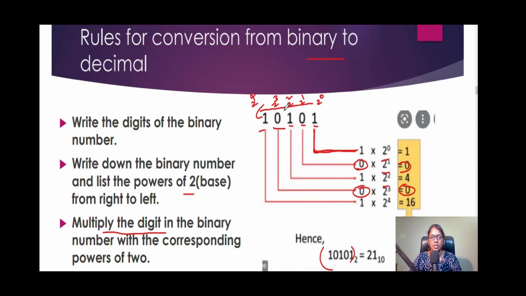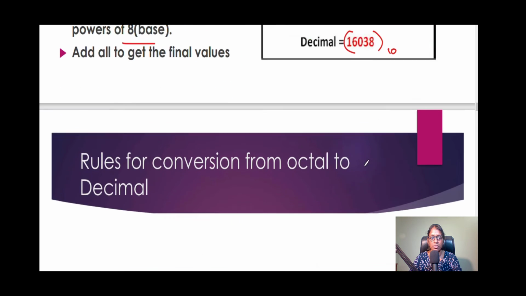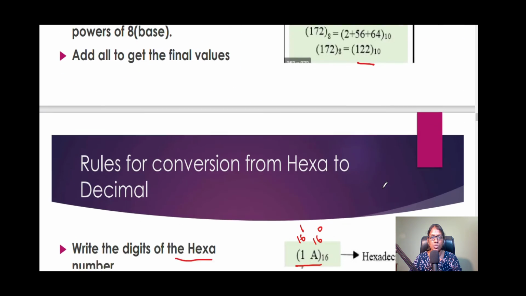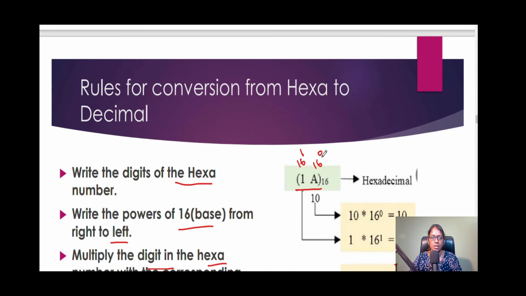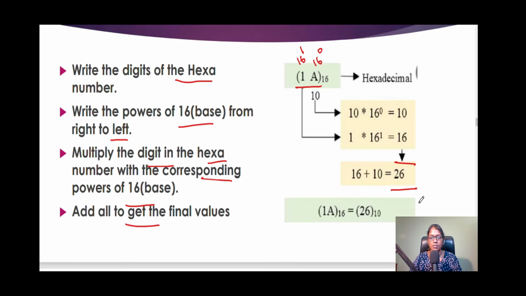We have to multiply with each digit. Here what we did is 8 to the power of 0, 8 to the power of 1, 8 to the power of 2, 8 to the power of 3, so we are using the octal base. In the same way, for hexa we use base 16. Write the digits, write the powers of 16 from right to left, multiply the digit in the hexa number with the corresponding power of the base, and add all the values to get the final values.